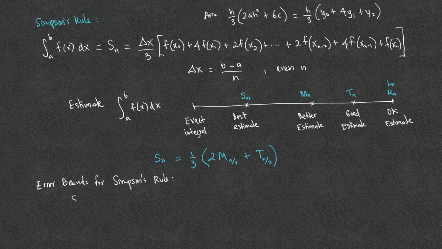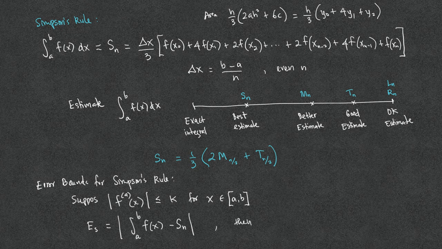Error bounds for Simpson rule. Suppose the absolute value of the fourth derivative of f is less than or equal to k for x between a and b. If E sub s is the error involved in using the Simpson rule, then the absolute value of E sub s is less than or equal to k times the quantity b minus a to the fifth power divided by 180 n to the fourth power.